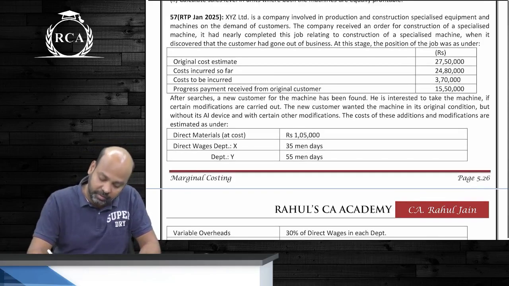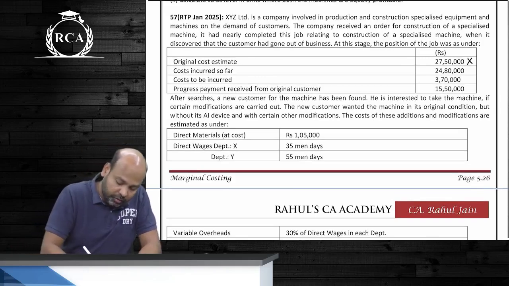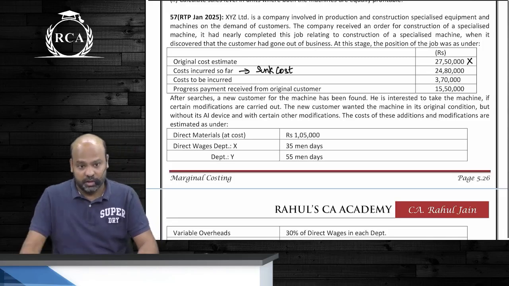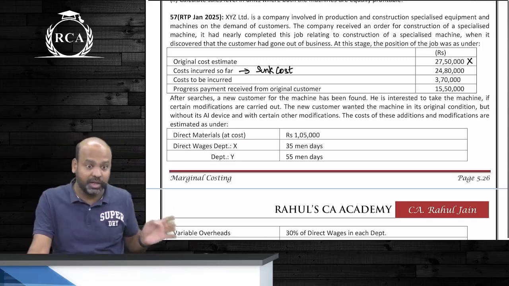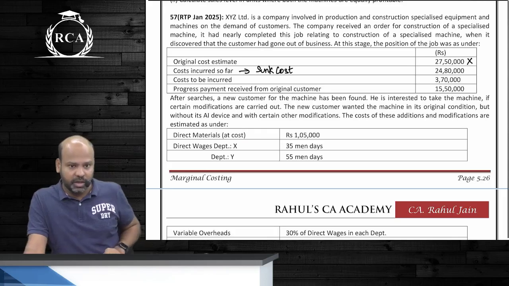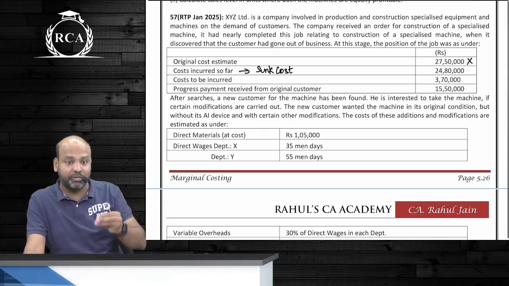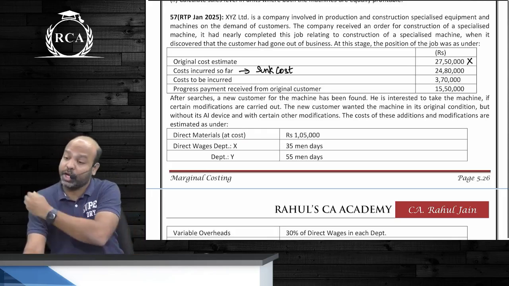Original cost estimate, not relevant. Cost incurred so far, sunk cost, not relevant. Sir, won't you want to recover everything? Yes, given a chance, you will want to recover everything. But here it is short-term decision making. If you are adamant on recovering that 24,80,000 and forego some benefit, are you not at a loss? So, given a chance, you try to recover everything.